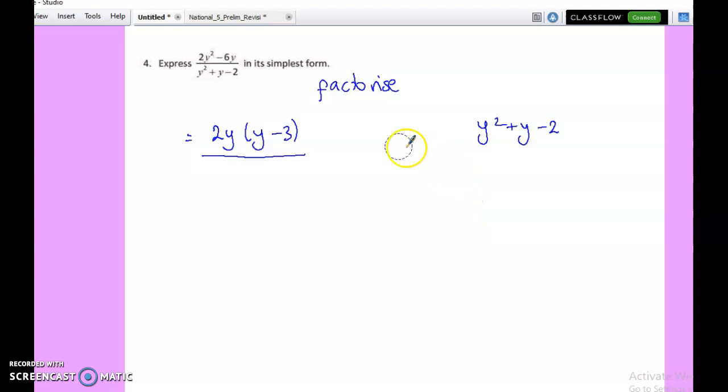Sorry, I'm just thinking, that doesn't work out for it. Simplifying down, we'll keep going and see what happens here. I want to put this into two brackets. I'm looking for numbers that multiply to make minus 2 and add to make 1. It's got to be positive 2 and minus 1. So y plus 2, y minus 1.